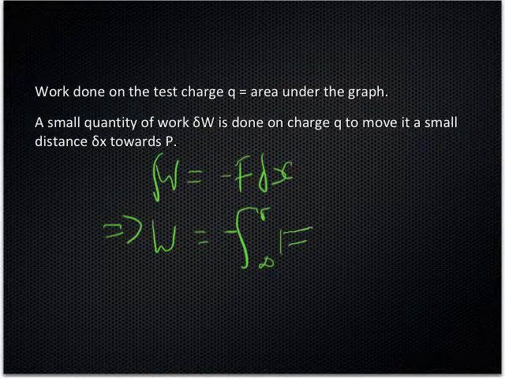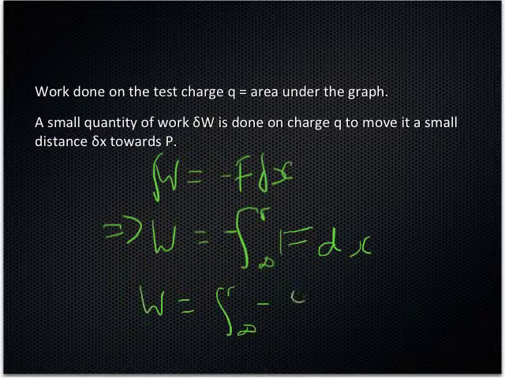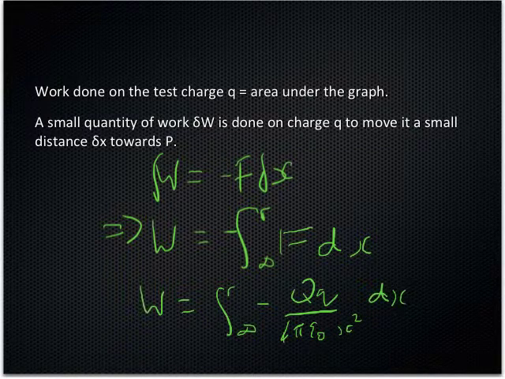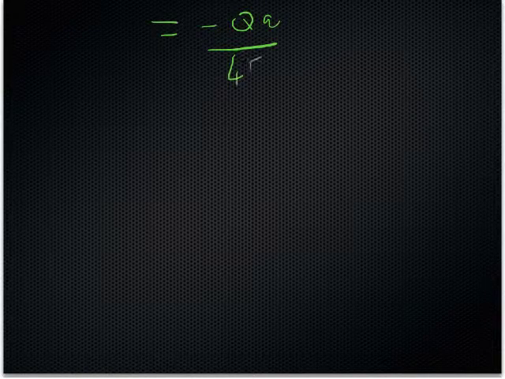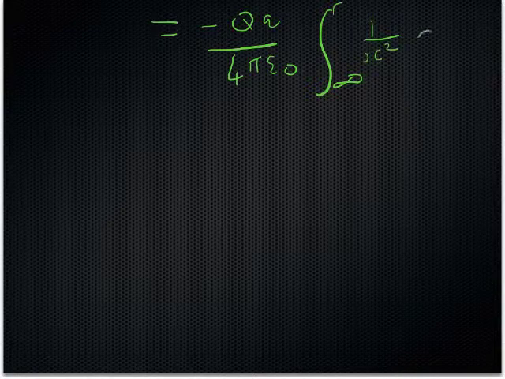Okay, so we've got F dx, putting in some formulas. So Q Q over 4 pi epsilon naught x squared, and we're doing it with respect to x. Continuing, taking out the constant stuff, 4 pi epsilon naught, and leaving behind the x stuff, and then doing the integration.